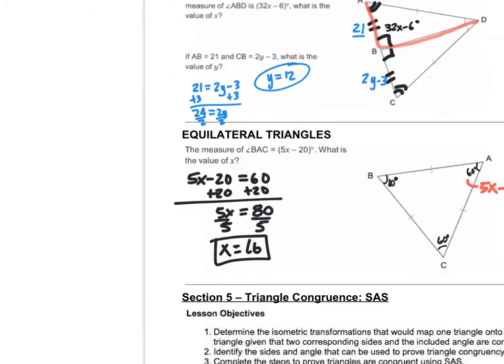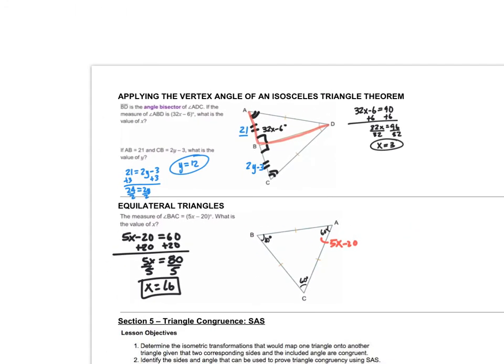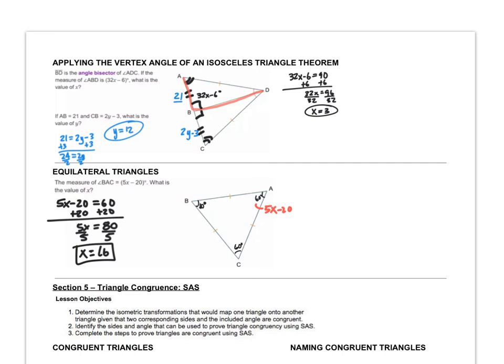So guys, it's all about understanding what these things are and what conclusions you can draw from that. If you're given a picture, what else can you conclude? What else do you know about that?